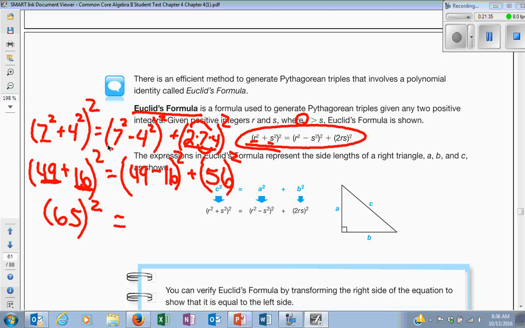Equals 49 minus 16. Well, 9 minus 6 is 3. 4 minus 1 is 3. That one's pretty straightforward. No trick part on that one.